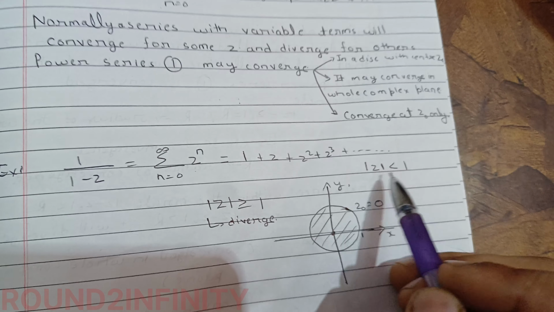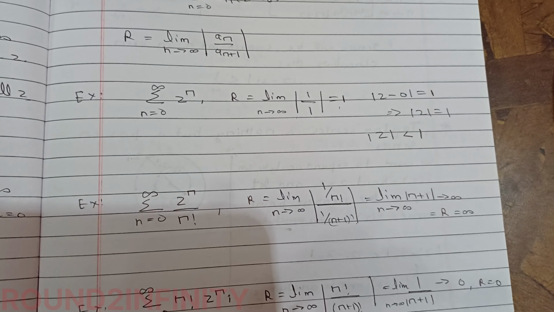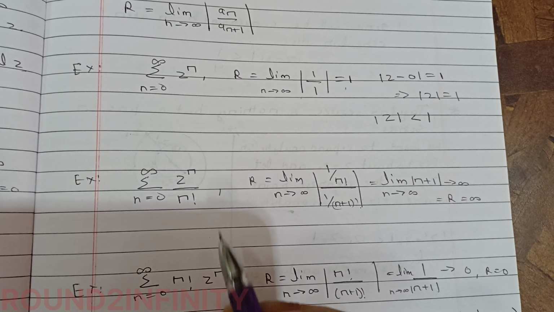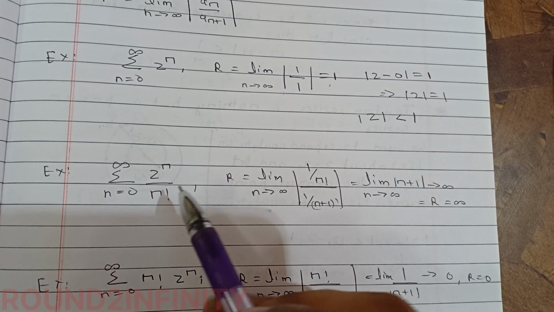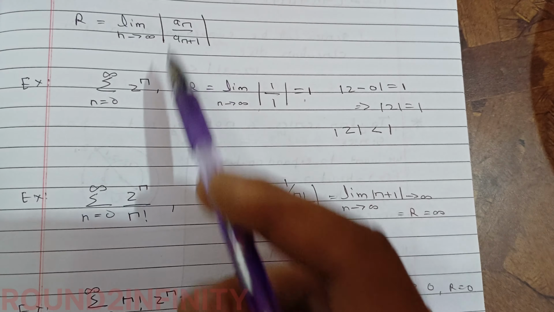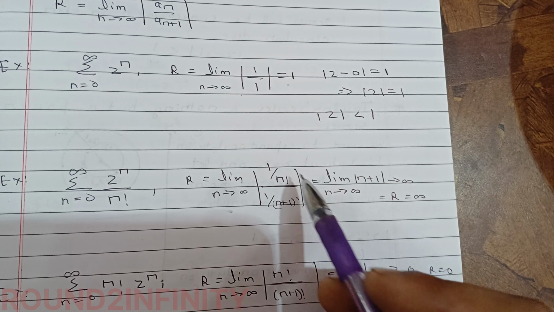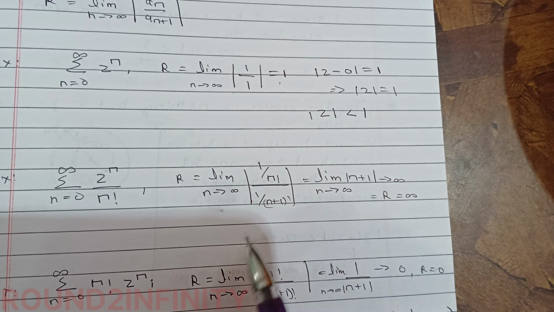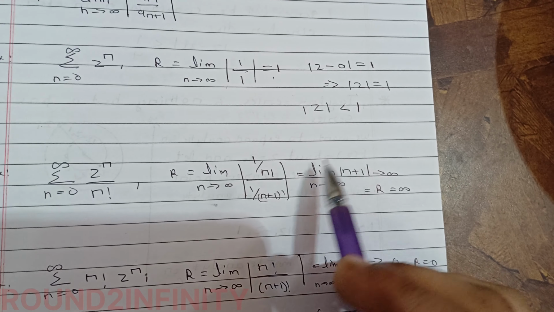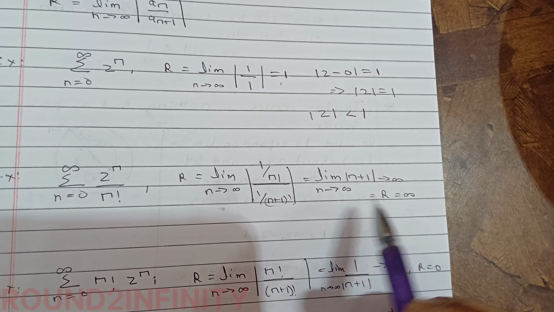So this should be the condition, and we are getting the same condition, means this formula is correct. Okay, let's see some other function. Zn divided by n factorial. Now radius of convergence will be an divided by an plus 1. So 1 upon n factorial divided by 1 upon n plus 1 factorial. This will give you n plus 1. Now for n tends to infinity, this whole term will tend to infinity, means radius of convergence is infinity, because this value is radius. So this function is convergent in the whole complex plane. So this was the same result we were getting here.